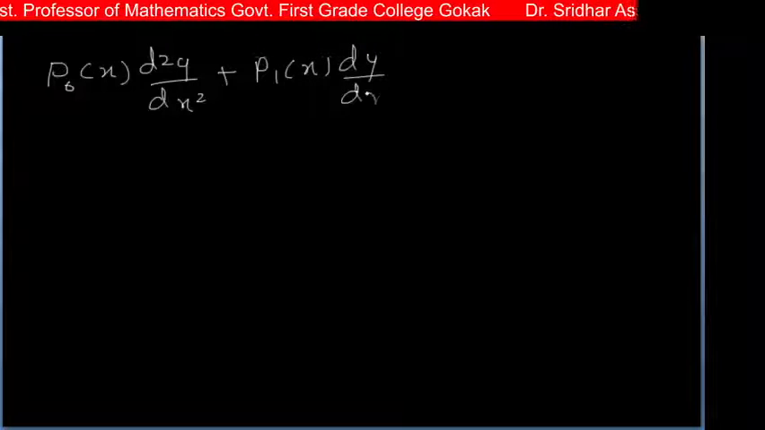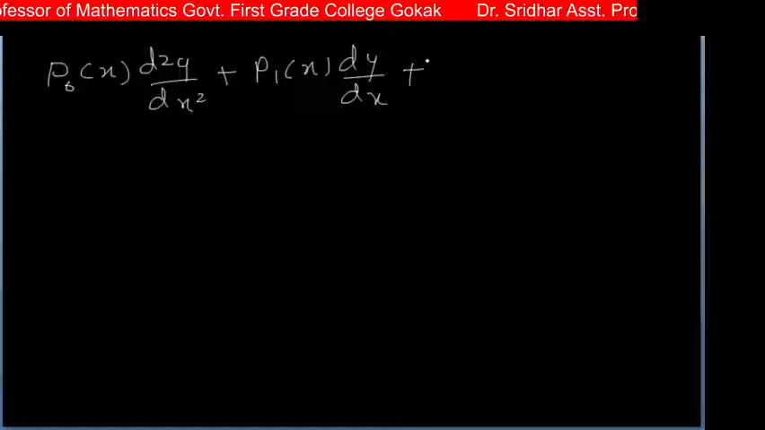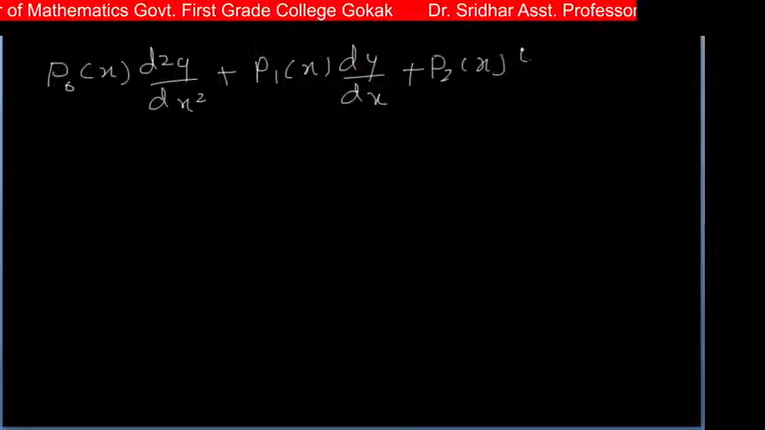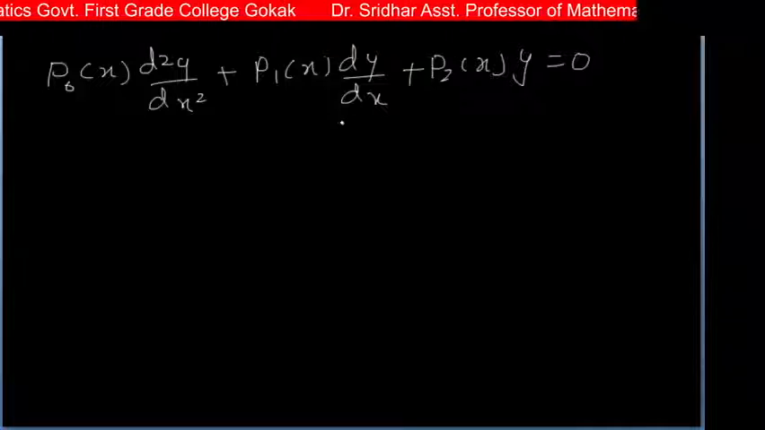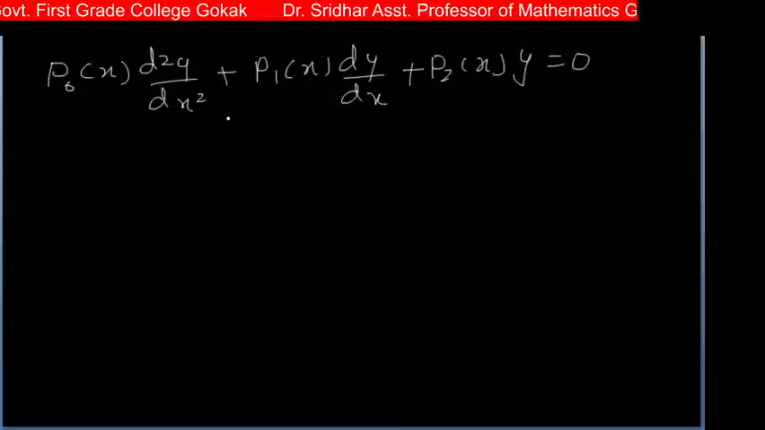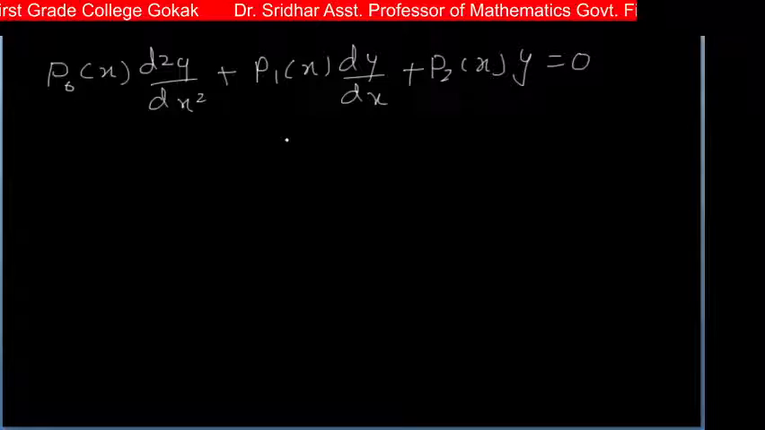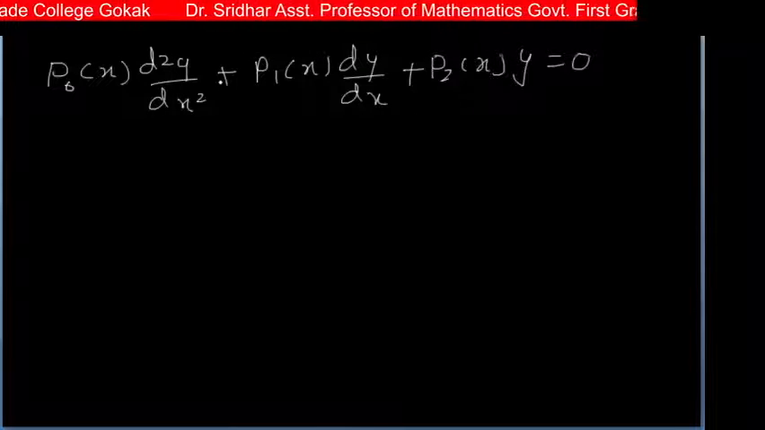This is a differential equation: p naught of x into d square y by dx square plus p1 of x dy by dx plus p2 of x y equal to 0. So this is the given differential equation, right? Now we have to find the solution of this type of differential equation.